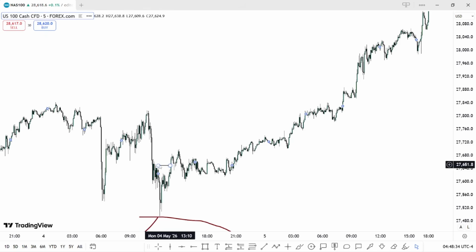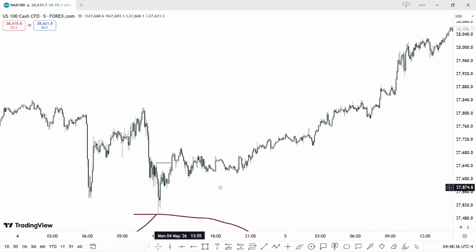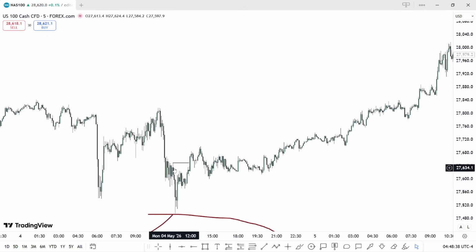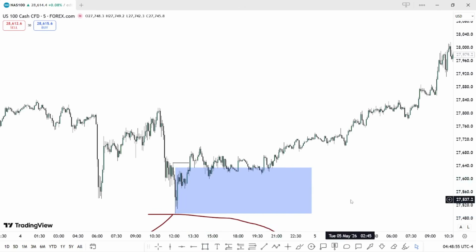So here is your shift in market structure. How do you get your order block now? Look at the series of these down close candles: 1, 2, 3. This is one order block for you. So you want to mark it out just like this, from the opening price to the lowest low. Just mark it out just like this.